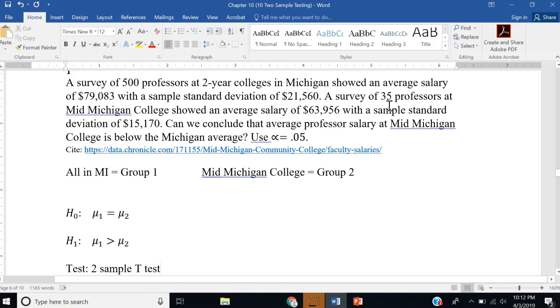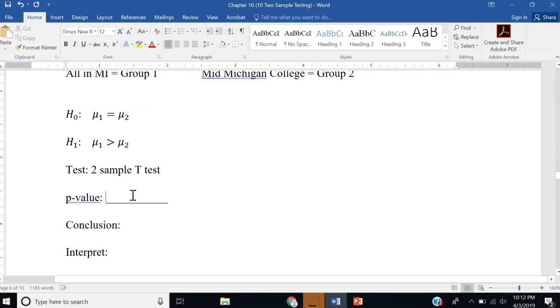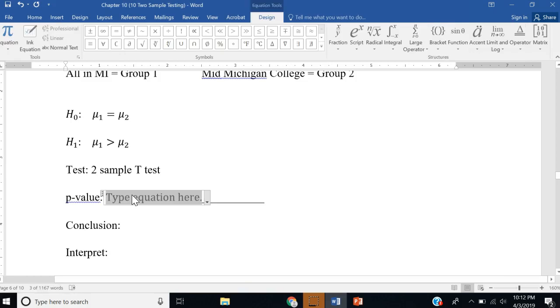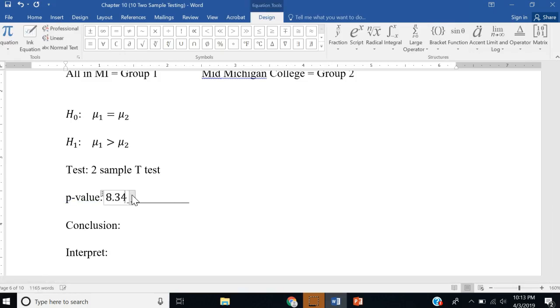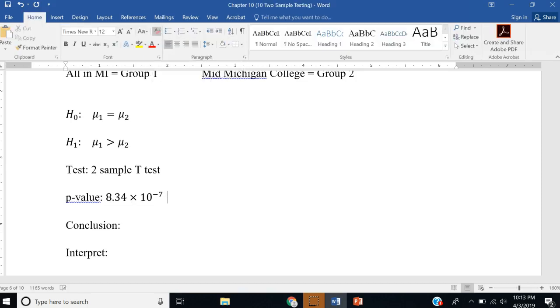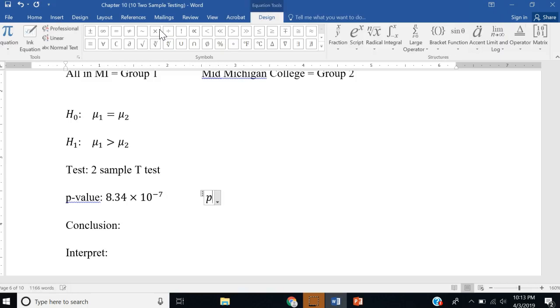Okay. We utilize the greater than, again, be very careful on that, and as always, not pooled. And what I got is a p-value of 8.34 times 10 to the negative 7th power. That is a really low p-value. So this p-value is definitely less than alpha.